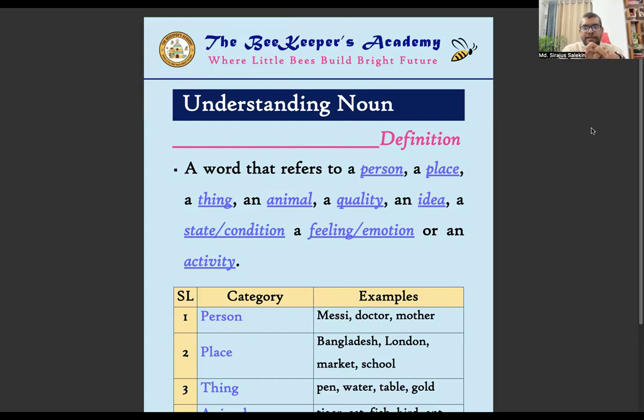Today we are going to discuss our basic grammar, and to discuss the basic grammar, we start from word class. There are 8 types of word. That means 8 types of parts of speech: noun, pronoun, adjective, verb, adverb, preposition, and conjunction. So we have chosen noun today, and we will start our lesson on understanding noun.